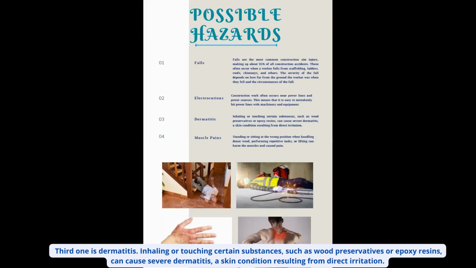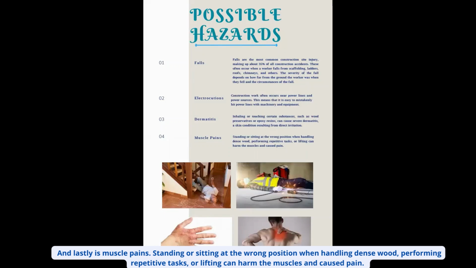Third one is dermatitis. Inhaling or touching certain substances such as wood preservative or epoxy resin can cause severe dermatitis, which is a skin condition resulting from direct irritation. And lastly is muscle pain. Standing or sitting in the wrong position when handling dense wood, performing repetitive tasks, or lifting can harm the muscles and cause pain.